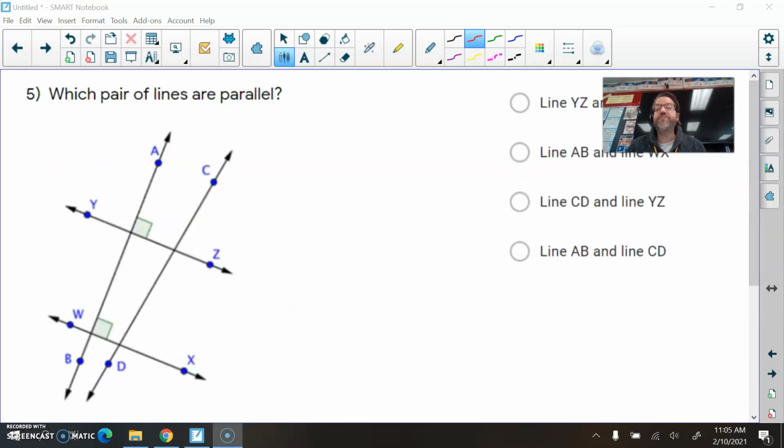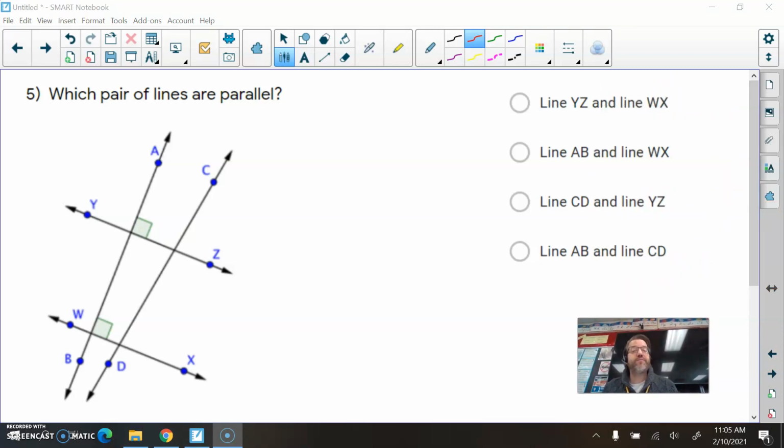Number 5, which pair of lines are parallel? When I look at this figure, there are only 2 lines that run parallel to each other: line WX here and line YZ. I know they're parallel because see how this is forming a right angle here? And this one also is forming a right angle here. That's how I know those are running parallel to each other. We have a couple of transversals drawn in here as well, but WX and YZ are the 2 that run parallel to each other. And that's our first option right here, YZ and WX.